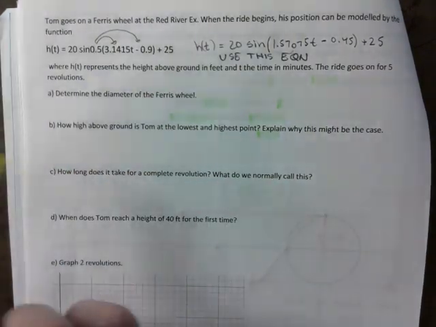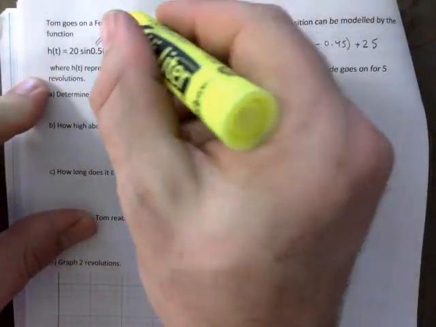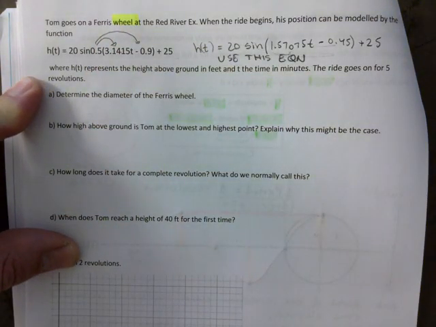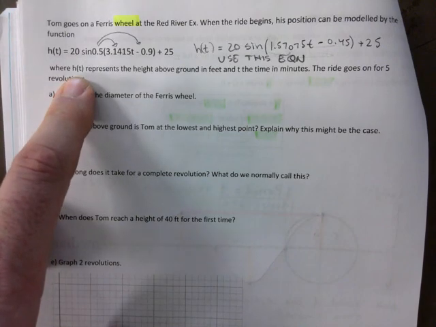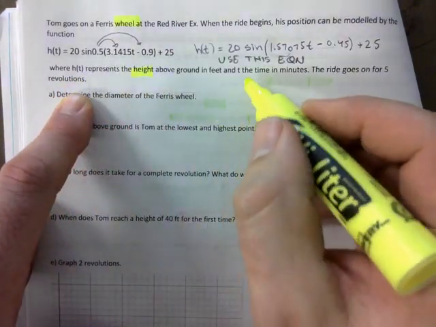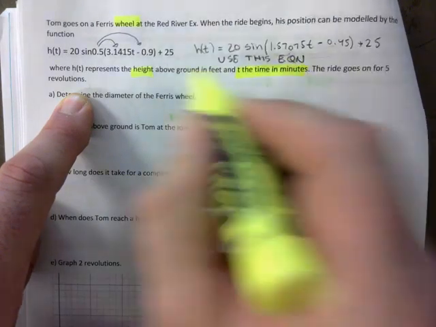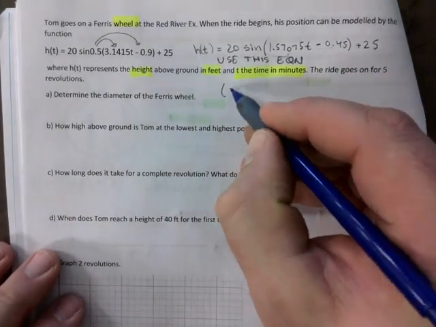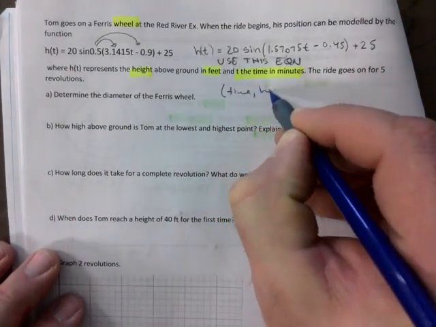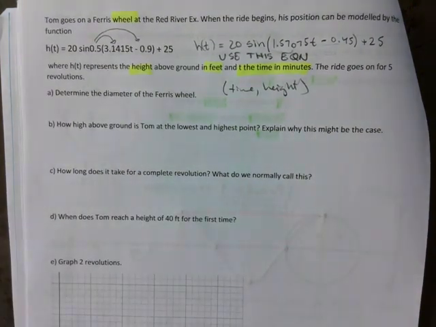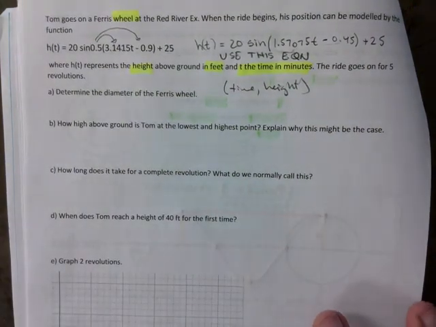You have to understand that there's a wheel involved. It's really important that you understand that. And there's height and time in minutes, so we know what our x and y values represent. We've got time and height. Every single point on this sine wave will be that. Determine the diameter of the wheel.